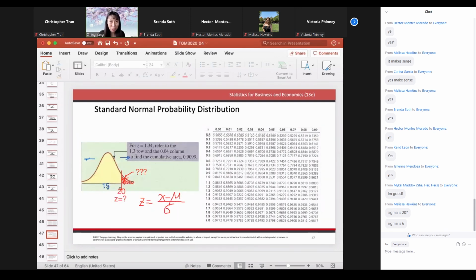So sigma equals 6. Now let me write, it's getting messy. Sigma equals 6, so for the denominator, we got 6. Melissa did a great job. Who else wants to continue to tell us what's X and what's mu?